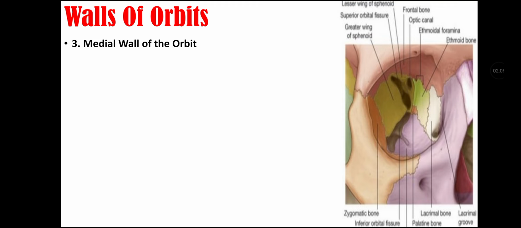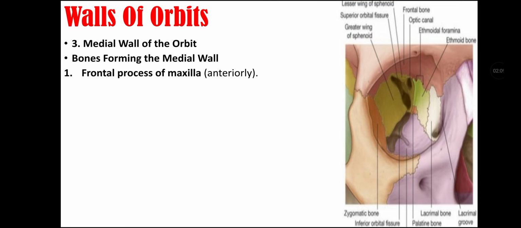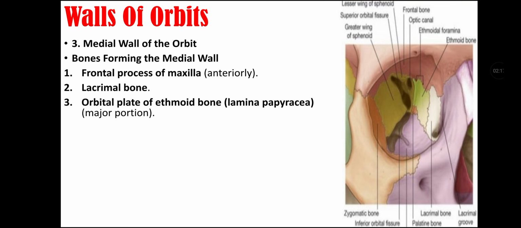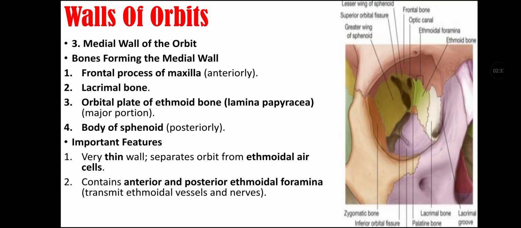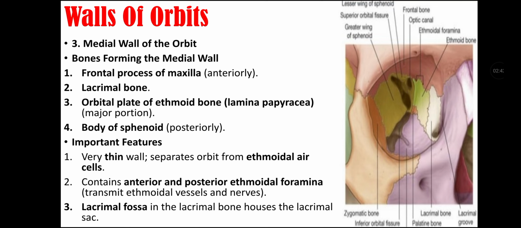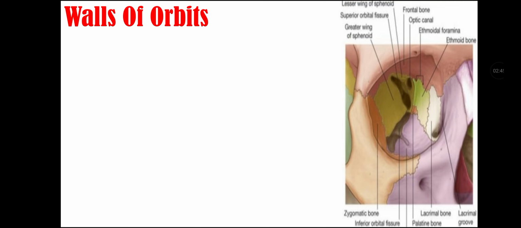Third wall of orbit is medial wall of the orbit that is formed by a frontal process of maxilla that is present at the anterior part of the medial wall of the orbit, and lacrimal bone, and orbital plate of ethmoid bone that form the major portion of the medial wall of the orbit, and also body of sphenoid bone that is present posteriorly. Important features in the medial wall of orbit: it is a very thin wall. It separates orbit from ethmoidal air cells. It contains anterior and posterior ethmoidal foramina that transmit ethmoidal vessels and nerves. It has lacrimal fossa in the lacrimal bone that houses the lacrimal sac.